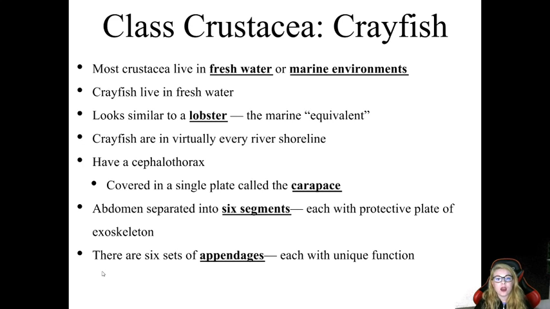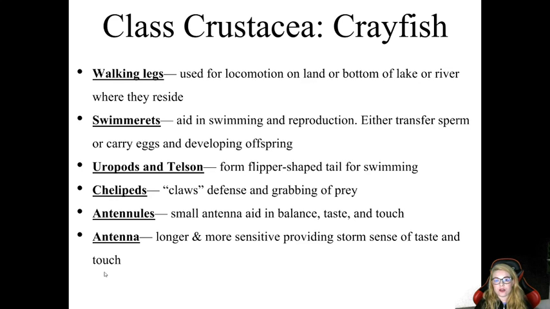So if you go back to the previous slide and look at that photo again, you can see those appendages. Right, and so these are the appendages that we are talking about. They first have a set of walking legs, and this is used for locomotion on land or at the bottom of a lake or a river where they reside. They also have a pair of swimmerets, so this aids them in swimming and reproduction. Either they transfer sperm or carry eggs and developing offspring on them if they are a female. They also have what's called the uropods and the telson, and these form flipper-shaped tails for swimming.